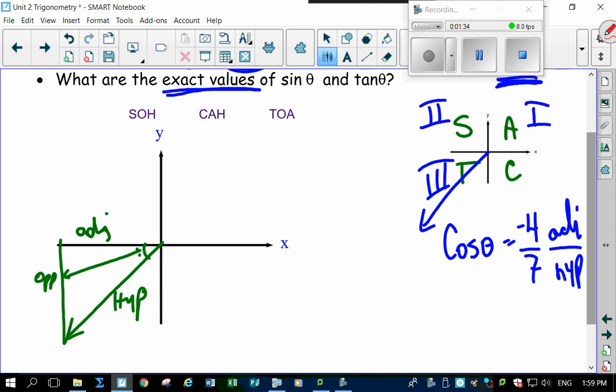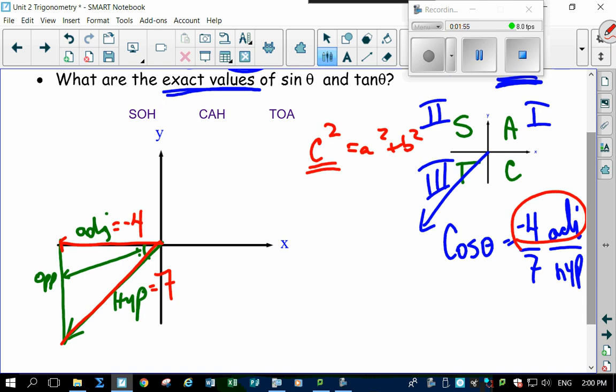You know the adjacent is -4. Well, that makes sense because after all, you did go in the negative direction. Absolutely. Your hypotenuse is 7. And I'll give you a hint: hypotenuses are always positive, because remember, when you're doing that c squared equals a squared plus b squared stuff, c always turns out to be positive because you can't square root a negative. So that's going to be positive.